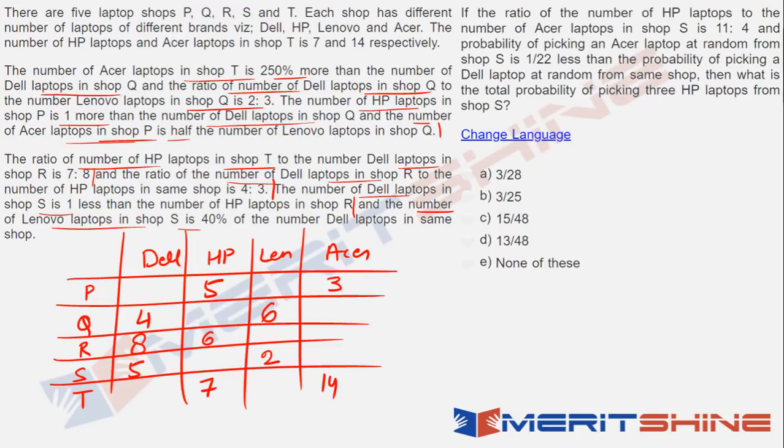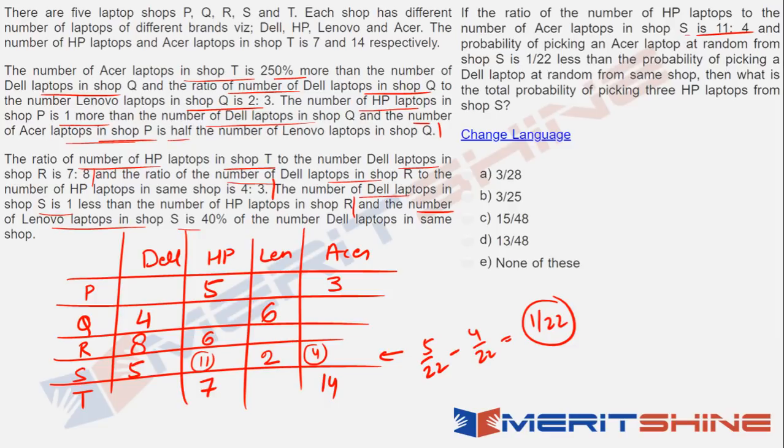Look at the questions now. If the ratio of the number of HP laptops to the number of Acer laptops in shop S is 11:4, where is S? So this is 11 and this is 4. This is just the ratio, so I have encircled them. And the probability of picking an Acer laptop at random from shop S is 1 by 22 less than the probability of picking a Dell laptop at random from the same shop. Now this is observation, I will not solve it. 5 plus 11, 16 plus 2, 18 plus 4, 22. If I just keep the numbers like that, HP at 11 and Acer at 4, it gives you 22, and you realize that this probability is actually 1 upon 22, because 5 upon 22 minus 4 upon 22 is 1 upon 22. So it's a simple situation that's given to you here.